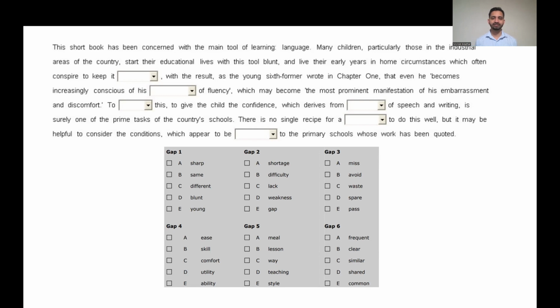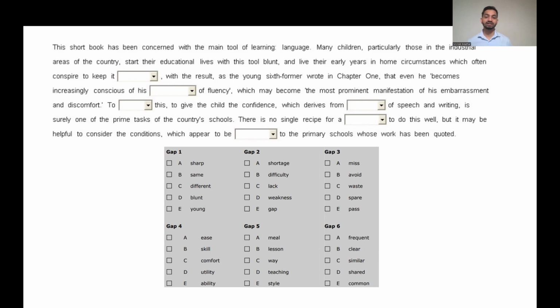And live their early years in home circumstances which often conspire to keep it blunt, with the result, as the young sixth former wrote in chapter 1, that even he becomes increasingly conscious of his lack of fluency, which may become the most prominent manifestation of his embarrassment and discomfort. To give the child the confidence which derives from ease of speech and writing is surely one of the prime tasks of the country's schools.